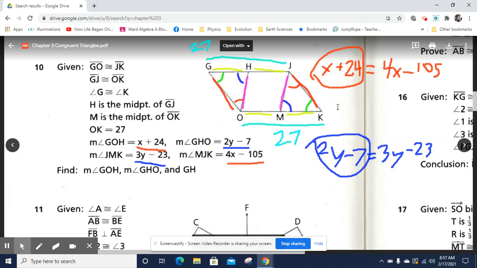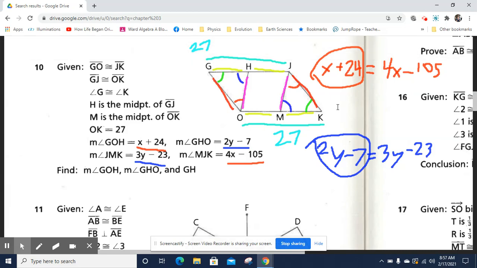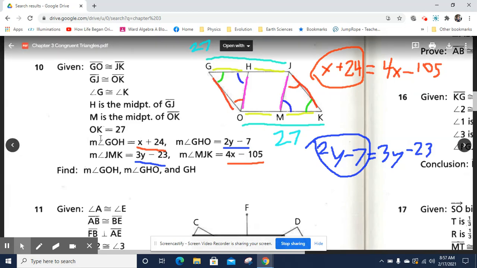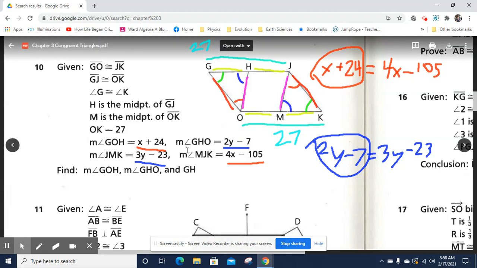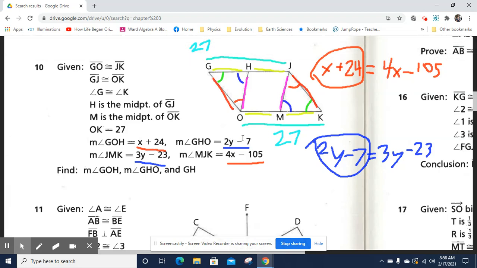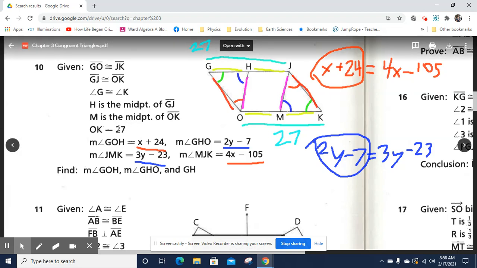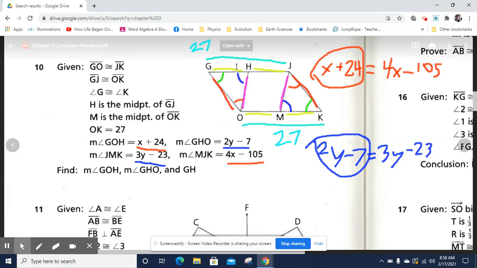There's no systems of equations to deal with, really, other than maybe you could treat this as substitution. You can set these two expressions as equal to solve for x, and then plug x back into this, whatever x is. Set these two expressions to be equal, since the angles are equal, and then you just have to get half of 27 to find out what GH is.